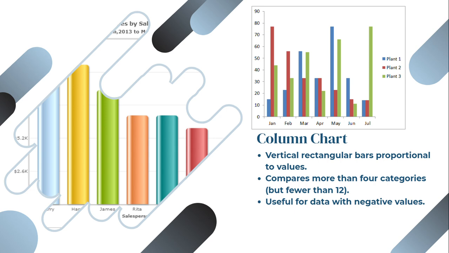The next is the column chart. Column charts represent data with vertical rectangular bars with length proportional to their values. Use this visualization when you need to compare more than four categories and, as a general rule, fewer than 12. They are also useful when you have negative values in your data, as we associate negative values more with a downward direction.